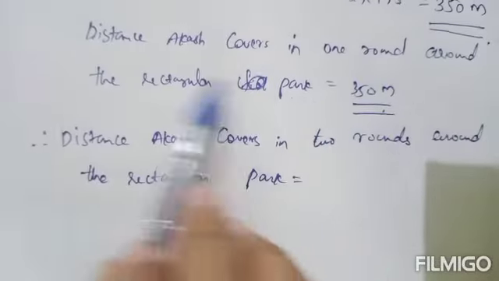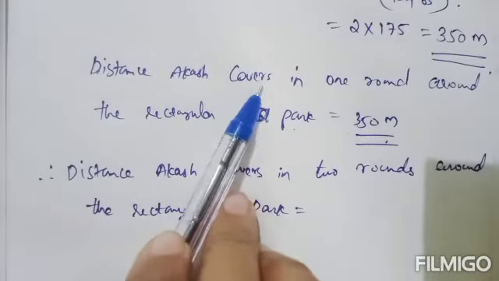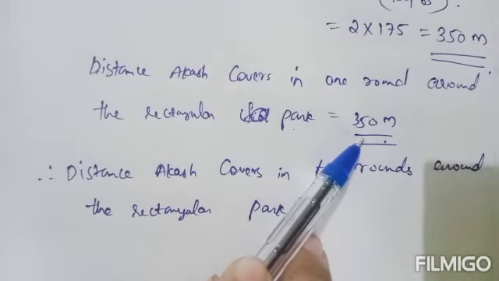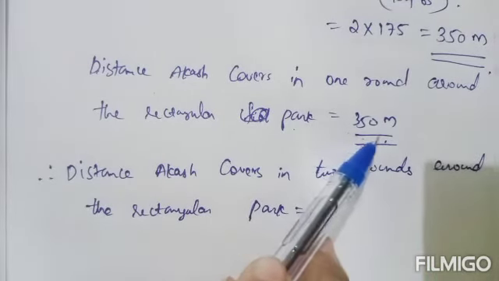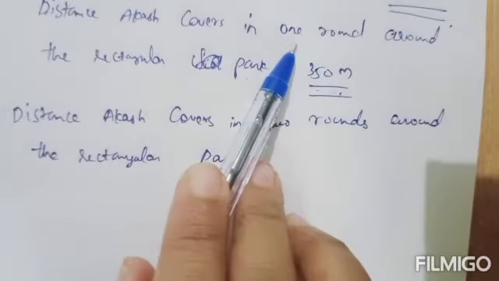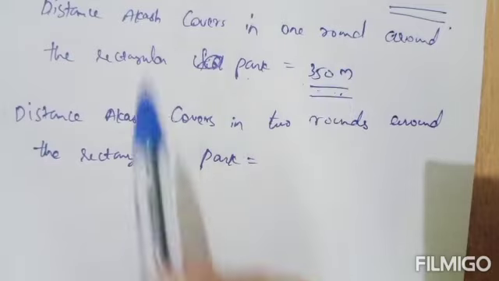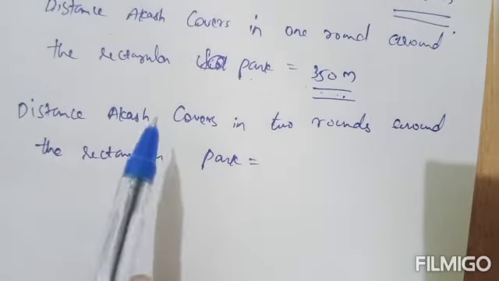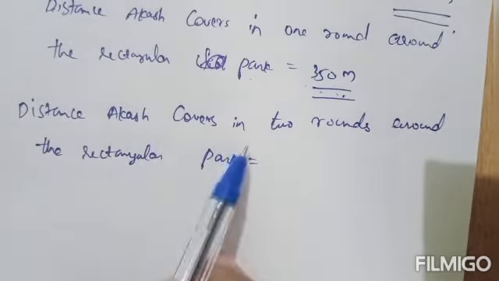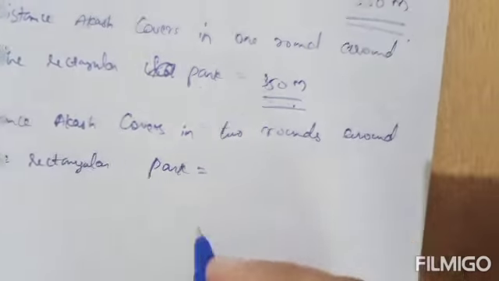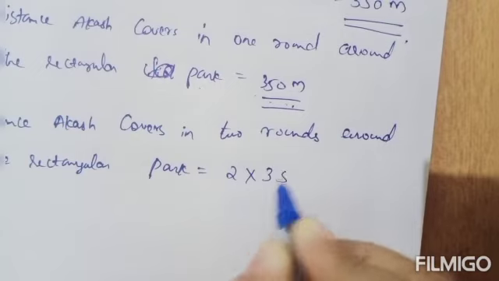So the distance Agash covers in 1 round around the rectangular park is equal to the perimeter, that is 350 meter. So in 1 round he covers 350 meter. So he is jogging 2 times around the rectangular field. Okay, so what is the distance Agash covers in 2 rounds around the rectangular park? It will be 2 into 350.